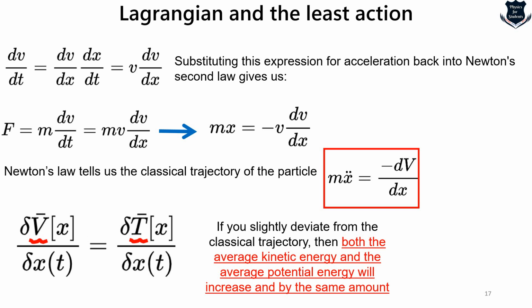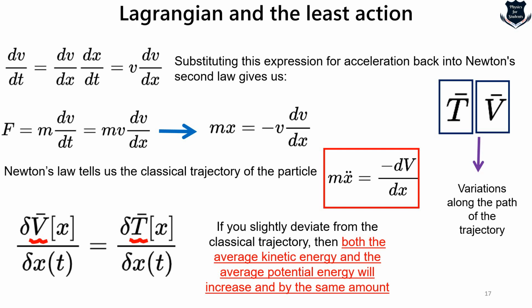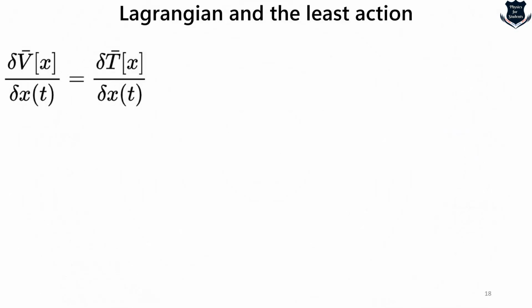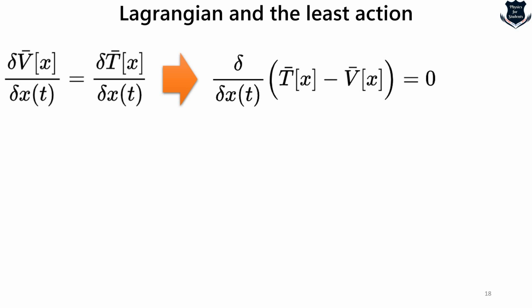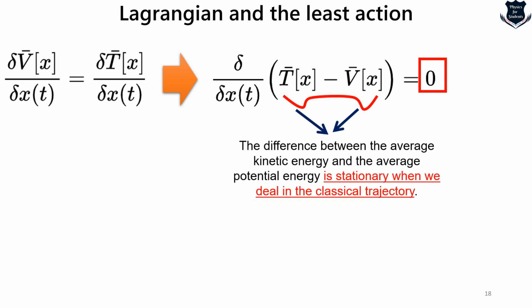You see that what we have done is that we have taken the classical trajectory of the particle, and now we are using the deviation using the V bar and T bar, and what we get is astounding. Both the average kinetic energy and the average potential energy will increase by the same amount. Now I can write this equation, so this T and V is denoting the variations along the path of the trajectory. Now I would like to rewrite this equation in a nice manner, which I have done over here, and I can write it in this way. So what it tells, this red line and the 0, is that the difference between the average kinetic energy and the average potential energy is stationary about the classical trajectory. This is stationary about the classical trajectory.